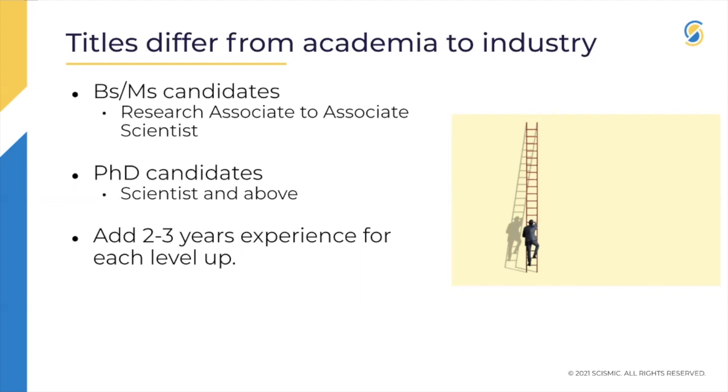bachelor's, master's level. For PhD candidates, you want to apply to scientist level or above: scientist, senior scientist, principal scientist, with scientist being the entry level position, with again, minimal either postdoctoral or industry experience. And I will get a little bit more into that on the next slide. These are entry level, but there is a career ladder beyond that. And typically you want to add 2 to 3 years additional experience for each additional level.